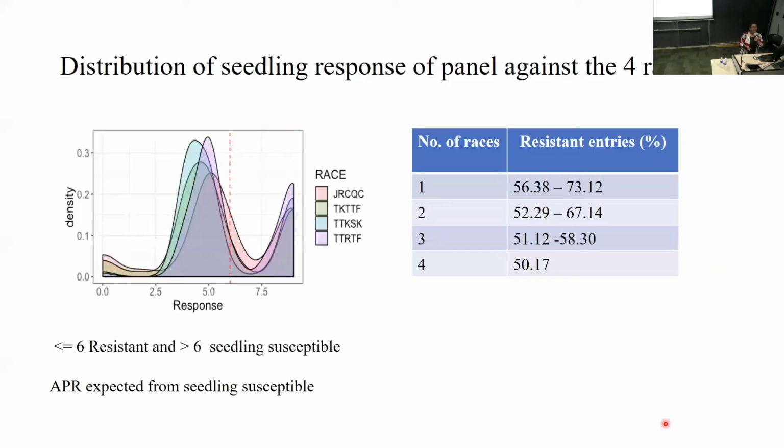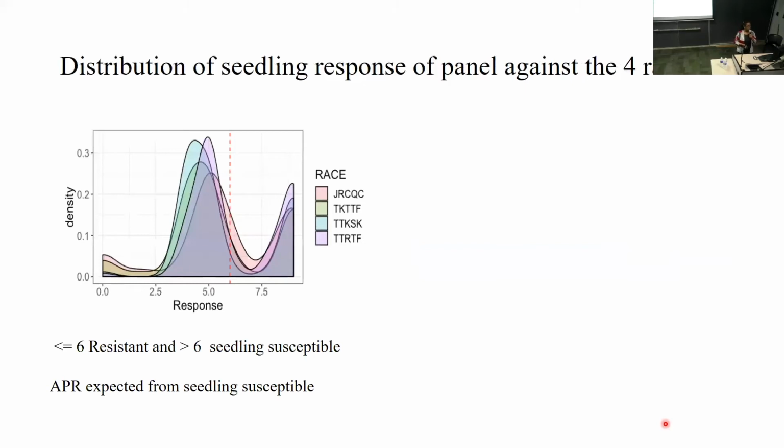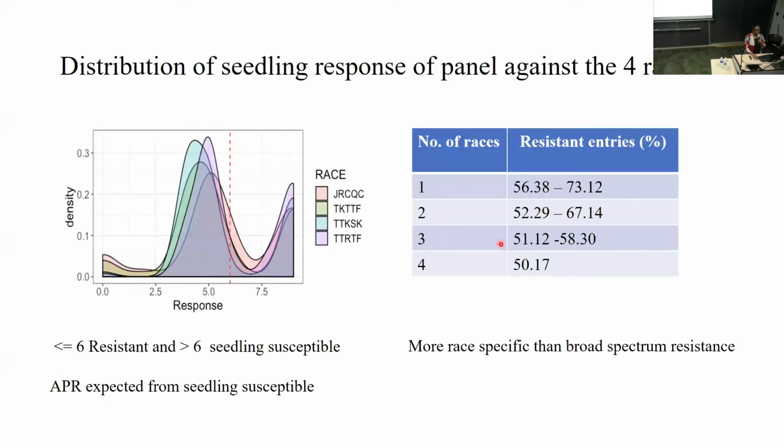For the distribution of seedling response of the panel against the four races, as you see, there are different levels of resistance from race-specific to broad-spectrum resistance. As you see from these lines or genotypes, those with scores less than or equal to 6 are categorized as resistant, and those above 6 are categorized as susceptible. So we are expecting adult plant resistance from the seedling susceptible ones. This is a table showing the level of resistance from one, two, three, to a combination of four races. So there is a range of seedling resistance here. Having combined resistance is good enough to combine with other sources of resistance to get a sufficient level of resistance for stem rust.